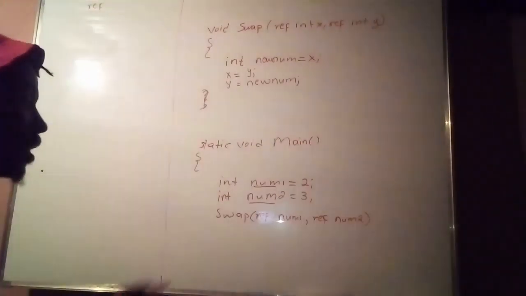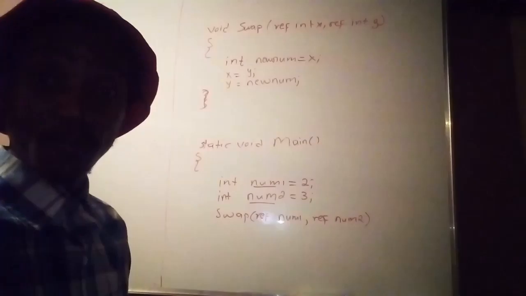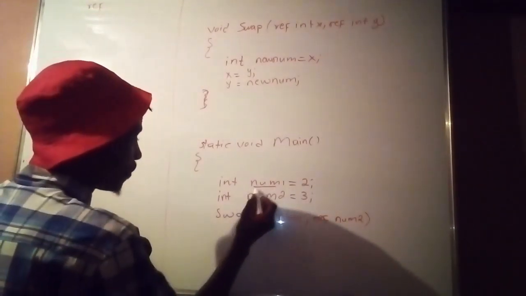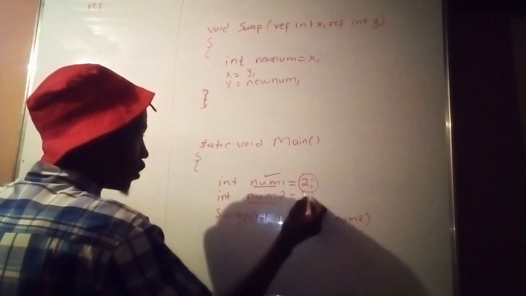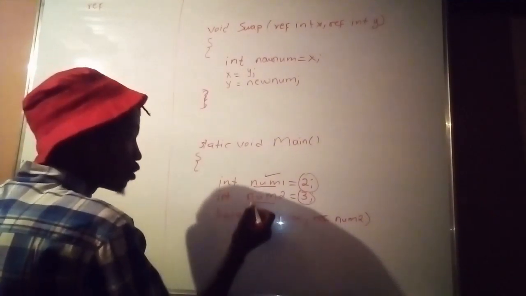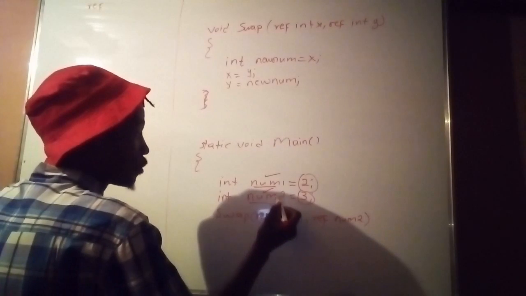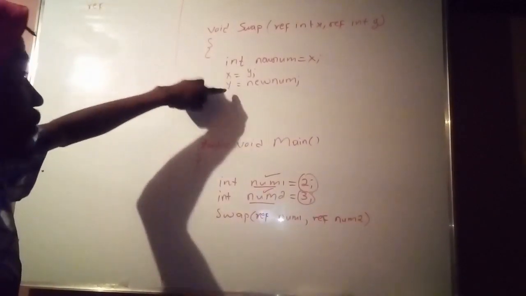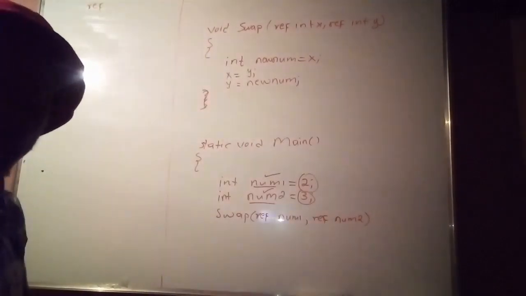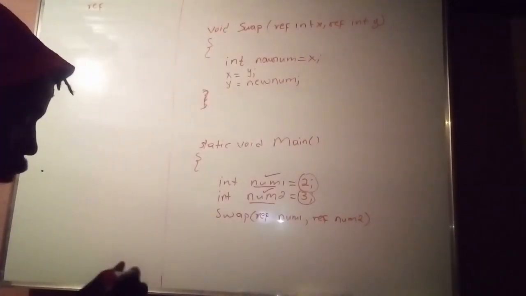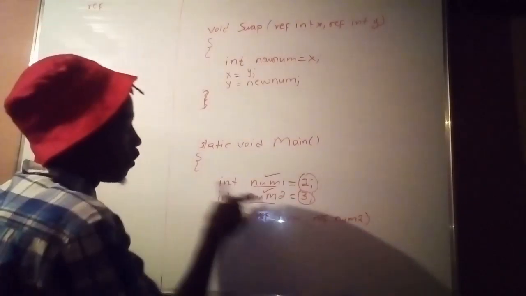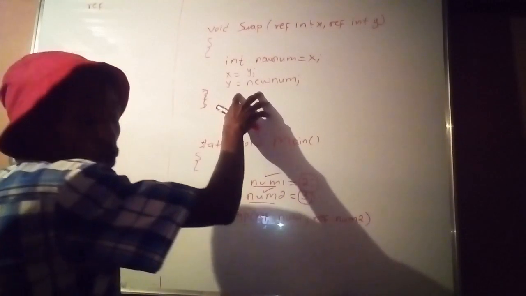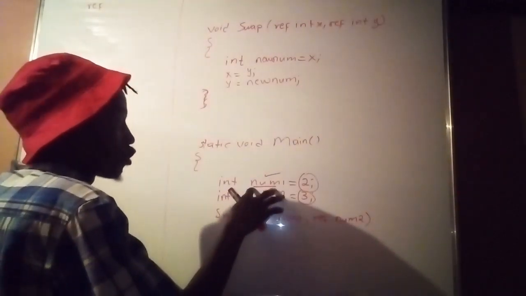So now, because we have passed these values by reference, if you try to print the value of num1, it's not 2, it's going to be 3. If you try to print the value of num2, it's no longer 3, it's 2, because that method is modifying those values by their reference. It uses the address. Here we're actually giving the address of these two values. So that method is modifying the values that are stored at these addresses.